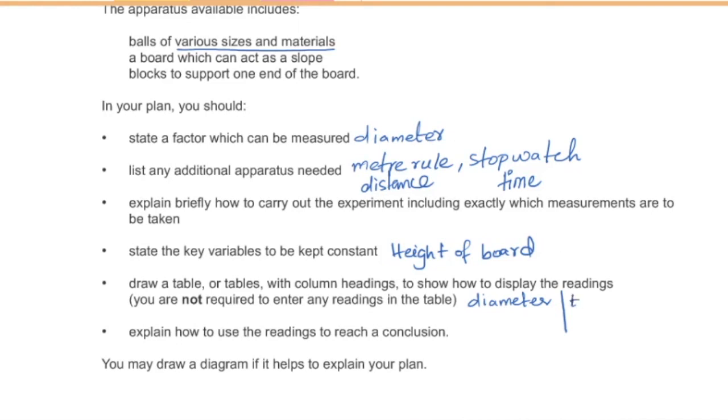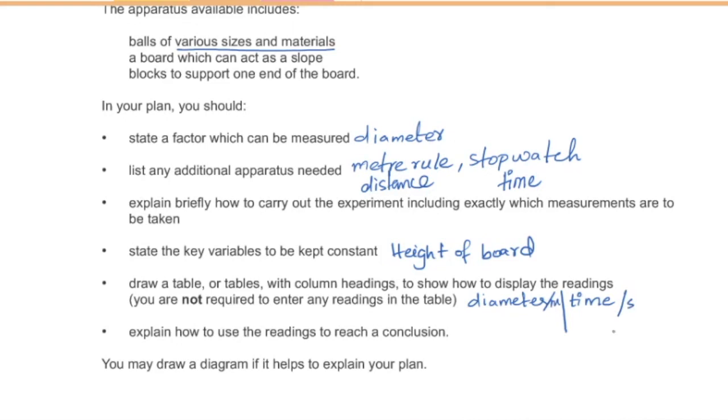Now, time taken is going to vary for all the balls that are of various sizes and materials. So these are the two quantities that we are going to have in our table, and diameter will be in meters, whereas our time is going to be in seconds.